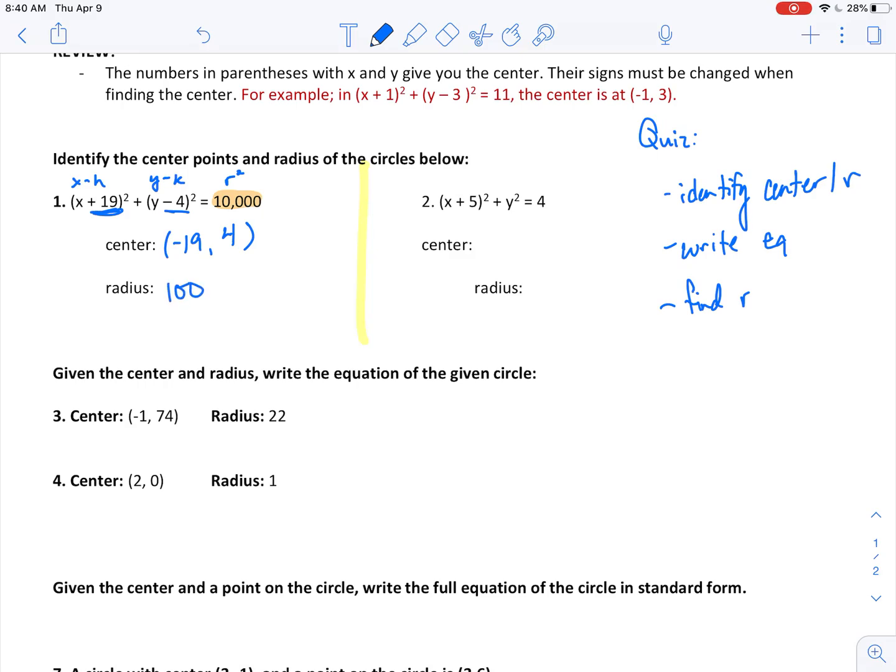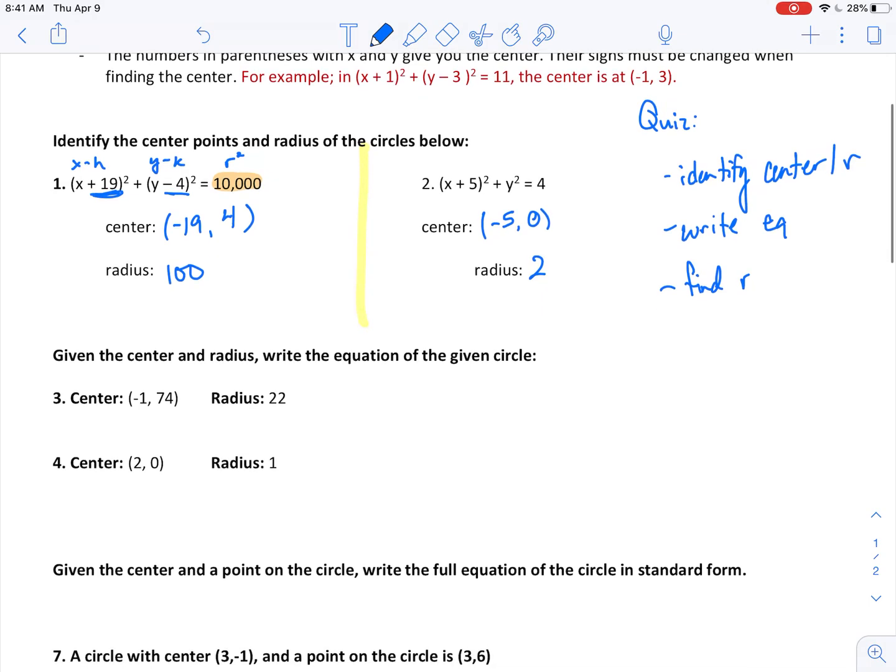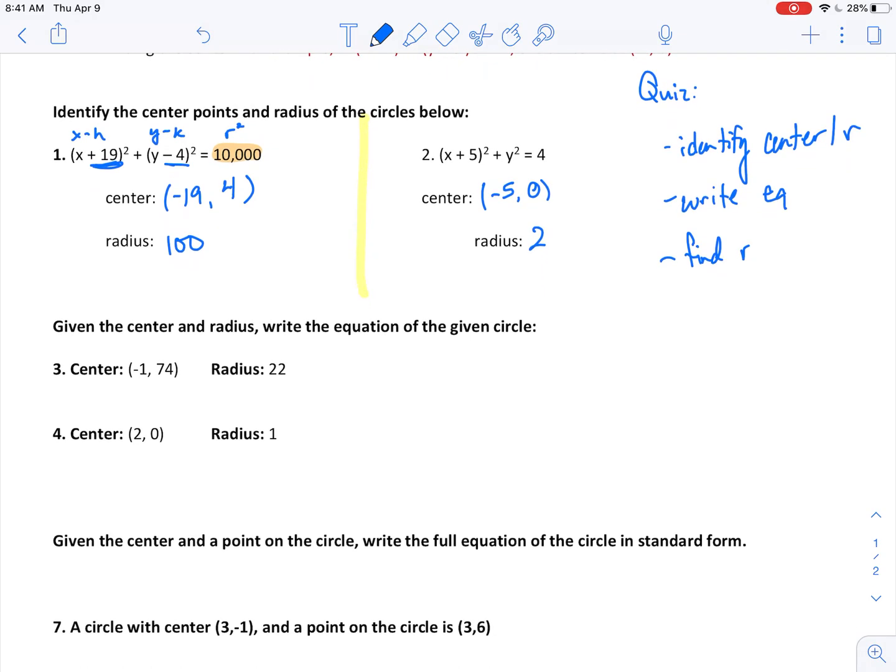And as for the radius, you're going to take the square root of that last number because it's x minus h, y minus k, and this is r squared. So r would be the square root of 10,000, which is 100. And why don't you guys try number 2 here. So the center, the opposite of 5 is negative 5. There's nothing here, so we represent nothing with the number 0. And this is r squared, so r is 2.